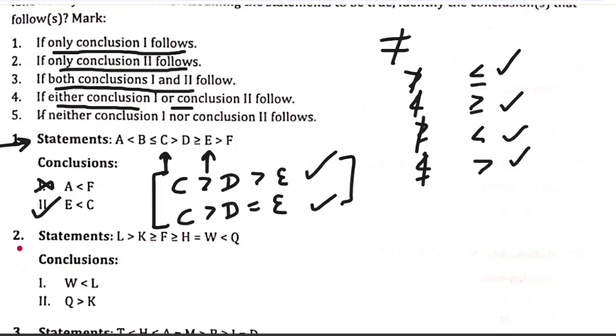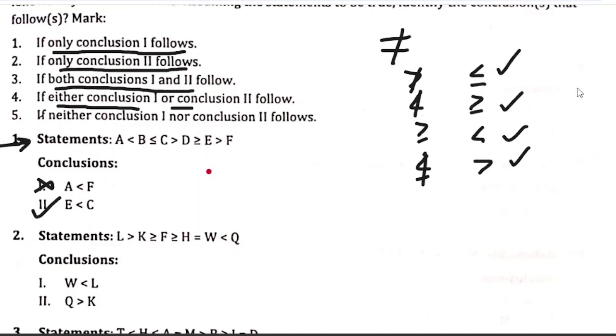Sir, am I audible? I'll explain the first one again. The first part says A less than B, B less than or equal to C. Now C greater than D. As soon as you see the reverse signs, they are not aligned in the same direction. You cannot find a direct answer.